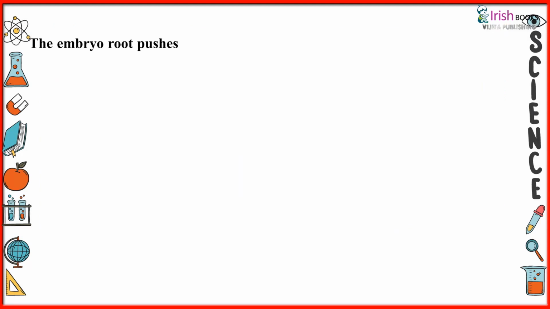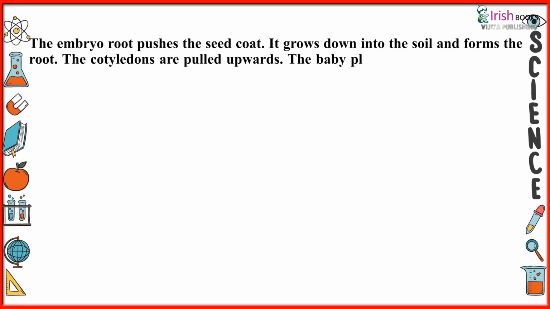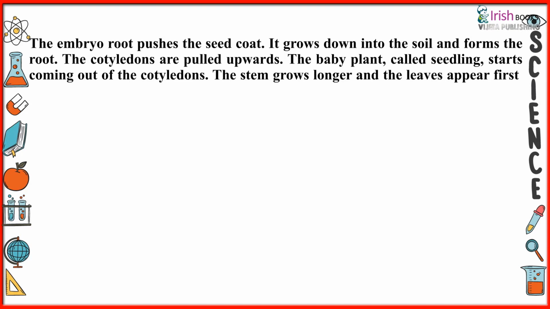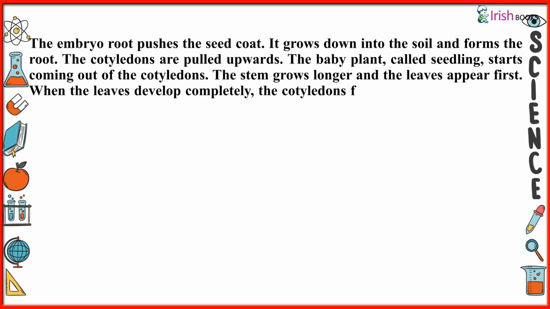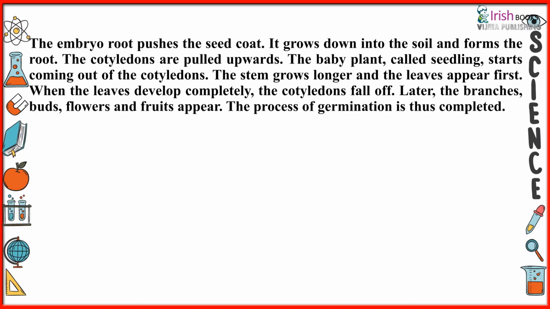The embryo root pushes the seed coat. It grows down into the soil and forms the root. The cotyledons are pulled upwards. The baby plant, called seedling, starts coming out of the cotyledons. The stem grows longer and the leaves appear first. When the leaves develop completely, the cotyledons fall off. Later, the branches, buds, flowers, and fruits appear. The process of germination is thus completed.